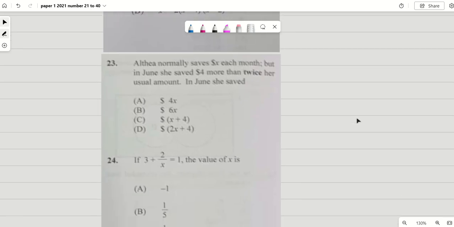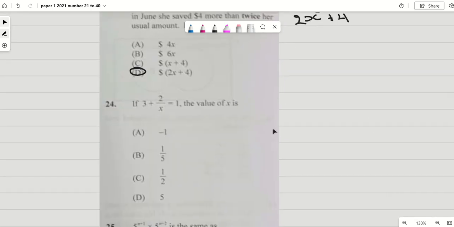Number 23. Athea normally saves X dollars each month, but in June she saves $4 more than twice her normal amount. So if X is her usual amount, then twice her usual amount would be 2x, and then she saves 4 more dollars. So it's 2x plus 4. Your answer would be D.